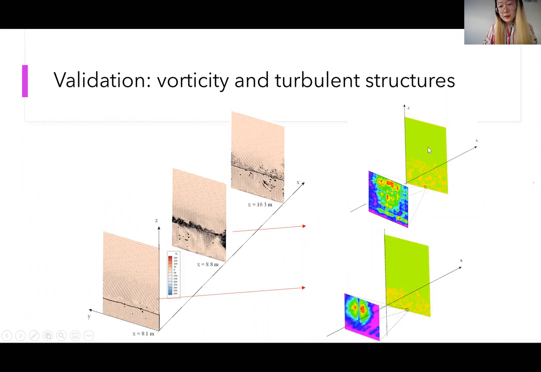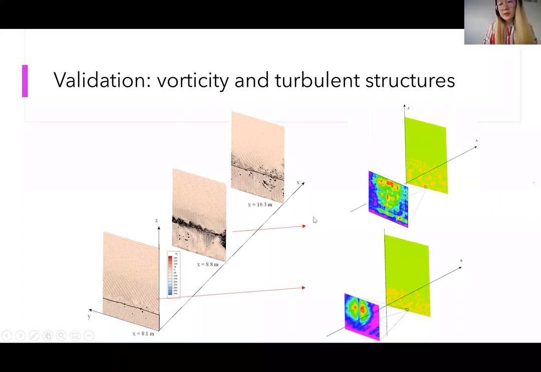And if you look at the structures here, they are both numerical results as well. If you look at the structures before the passage of the surge, there are a lot of structures in the flow, but they're mostly of the same size, and they're pretty randomly distributed. But shortly after the passage of the breaking surge, you can see that there are some large structures formed in the flow, and they're mostly in the lower part of the flow.